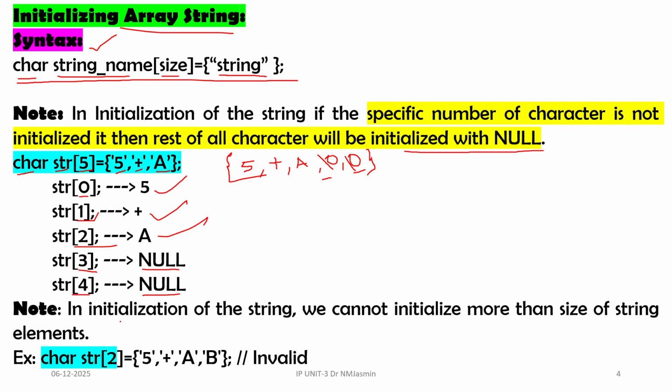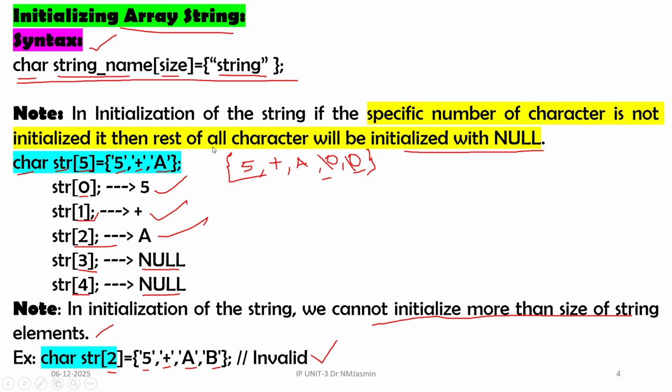Next, if you want to initialize a string, we can't initialize more than the size of the elements. Here we gave 2, and we can't initialize more than that. When 2 is given, we can have initialization with only 2 elements. But here they have taken more than 2 elements, which is an invalid string. So this is all about the string definition, declaration and initialization. Thank you.